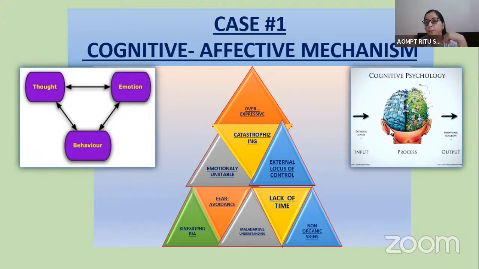Either the behavior can be the cause of their thought, or the thought can be the cause of their behavior. So this is all a triangular situation they feel, and they are very over-expressive, catastrophizing. Because they want to do so many things, but they feel they are useless. This kind of situation gives them an attack in their brain. They are emotionally very unstable, and have an external locus of control. Internally they want to do it, but externally they have a fear that they cannot do it.